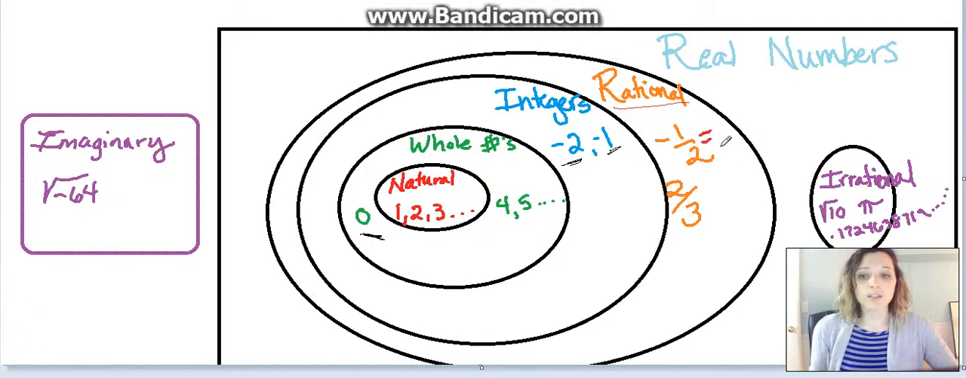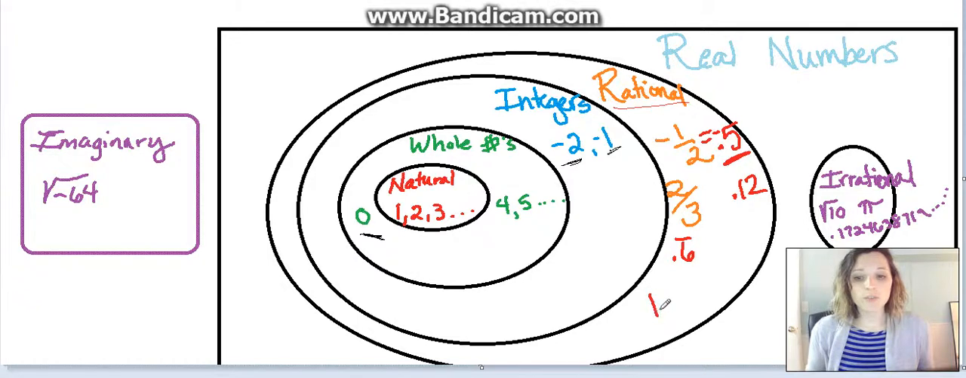Now, obviously, these can be written as decimals, and it can be positive or negative. But if you see a decimal, you can still figure out if it's a rational number. If it ends, like 0.5, it's done. 0.12, it's done. It's rational. If it goes on forever, like 2/3 is going to end up being 0.6 repeating, that's rational because it has a pattern. So even if a decimal goes on forever, like 0.12 repeating, it has a pattern, it's rational.